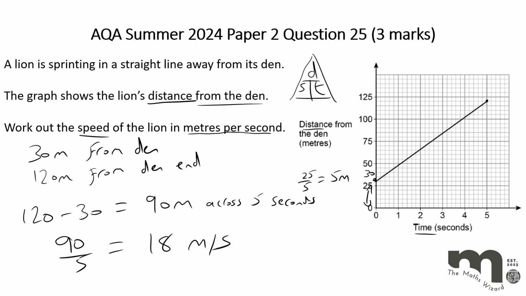Now, the common incorrect answer for this question, when it was a paper in 2024, was that a lot of people just did 120 divided by 5 because they didn't consider the fact that the line doesn't start at 0. You do get one special case mark if you did do this. So if you did that before I showed you the correct answer, you would have still got at least 1 mark, because you did show some level of understanding in relation to distance, speed and time.